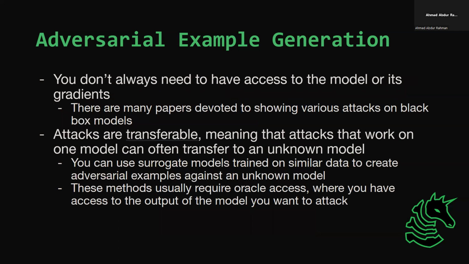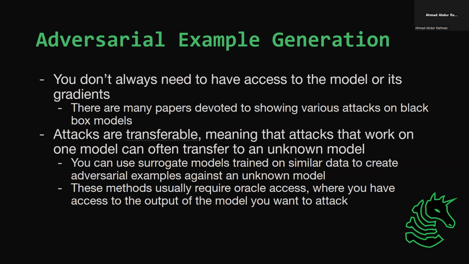You don't always need to have access to the model or its gradients. There are a lot of papers dedicated to showing various attacks on black box models, so models where you don't have access to the model itself. With the most basic ones, yeah, you can do gradient ascent if you have access to the model, because you can compute its gradients. You have everything you need. But what about models that aren't public online? You can still perform these attacks.